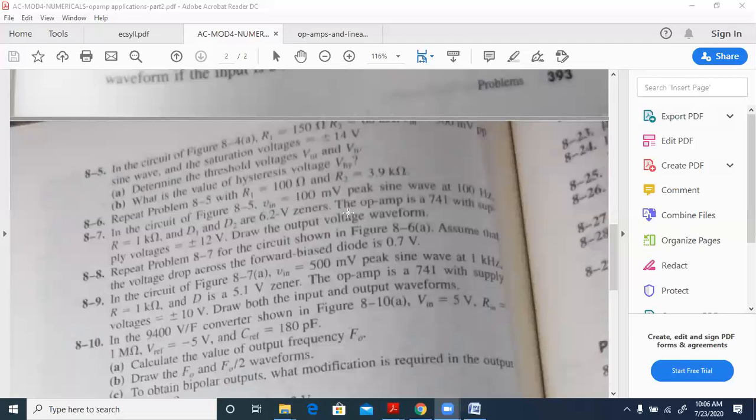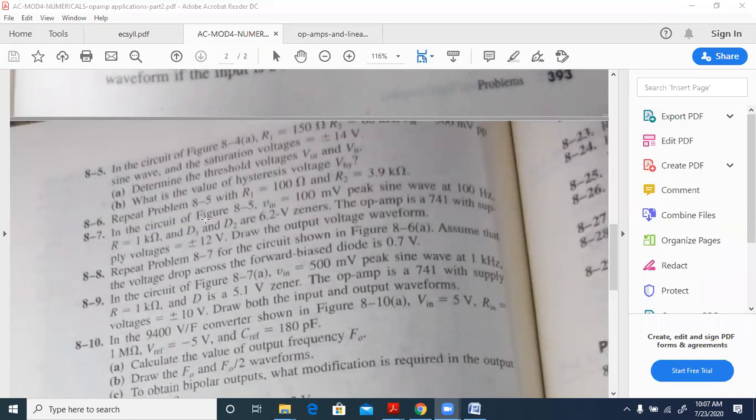So we have just finished 8.6. We'll go for 8.7. What is 8.7? In the circuit of 8.5, Vin is equal to 100 millivolts peak sine wave, R1 equal to this, diodes are this, the op amp is 741, draw the output voltage waveform.